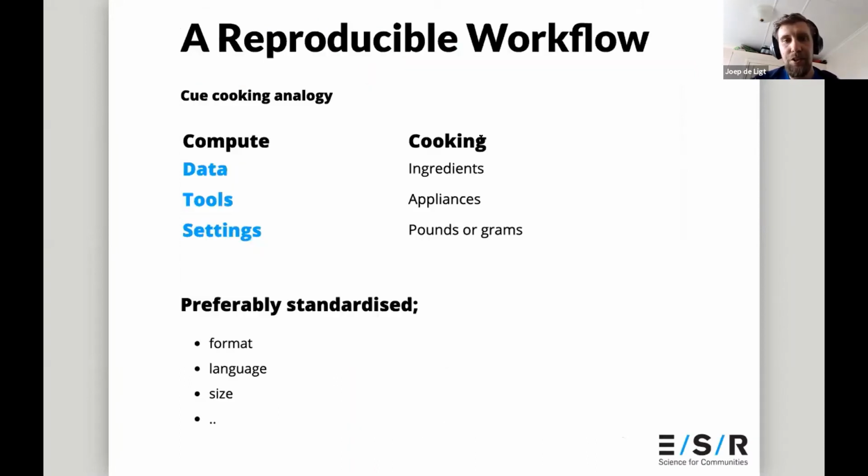And for me, a reproducible workflow, you can compare it a bit to cooking. There's data in cooking, which would be your ingredients. There's tools, so there's your appliances, and there's settings like pounds or grams. When you're talking about reproducible, it doesn't just become about does the tool do what I want it to do, but it also becomes about, is it useful for other people, and how can they use that workflow to either reproduce my data or reuse it, which is where the real beef comes in for science.